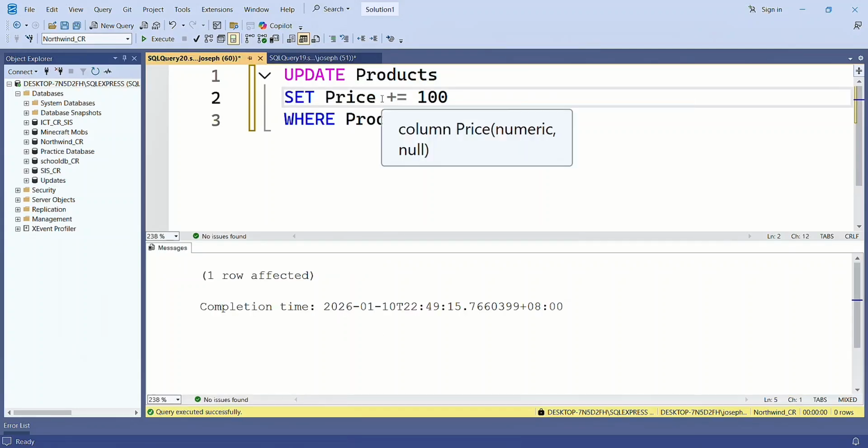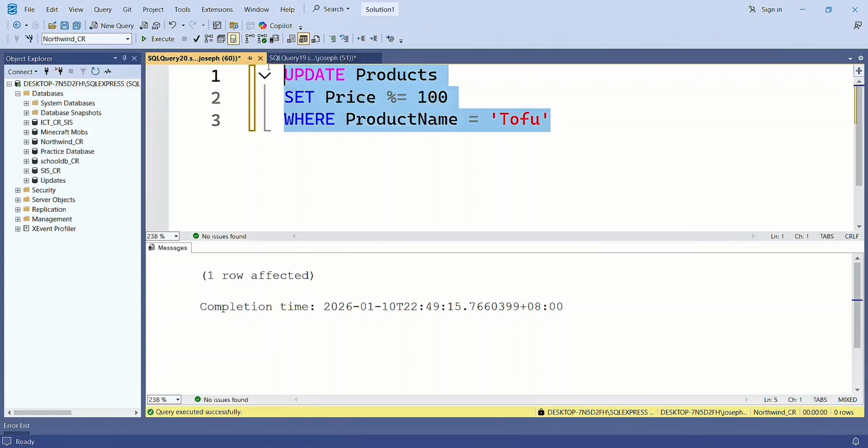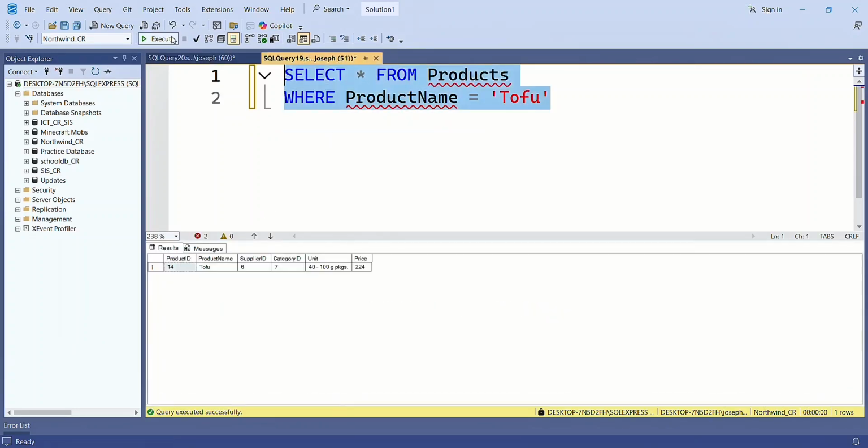And the last on our list is modulo, which is percent and equals. Let's say we want the price to be the remainder of the value that we are going to divide. Now that we have executed and one row affected, let us check the price. It's 224. Now, if we rerun it, it will be 24.